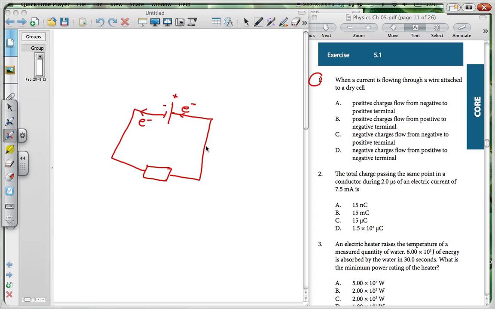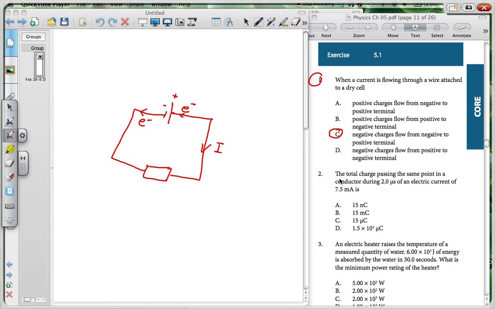Now, in actual fact, we denote current with a big I, and we usually take it as going from positive to negative. Traditionally, it's always been like that. But the things that actually travel in a wire, say a copper wire, are the electrons. So it would be negative charges from the negative to the positive. So it would be C.